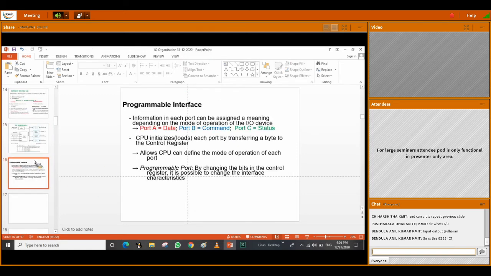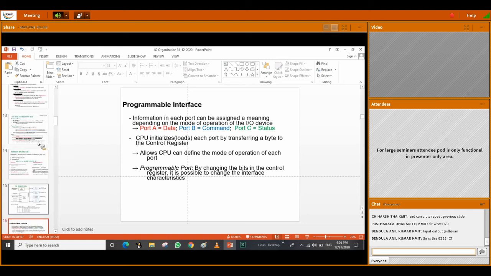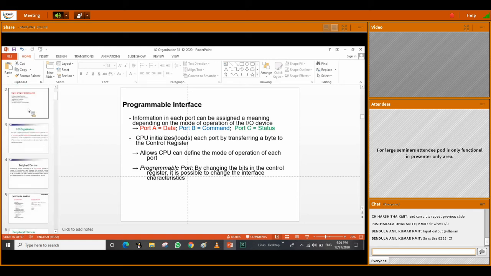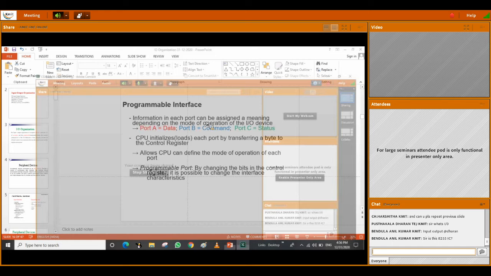Coming to the programmed interface, same as what we discussed here. Each port is assigned a meaning depending on the mode of operation of the IO device. Port A is data, port B is command, port C is status. The CPU, by transferring a byte to the control register, can define the mode of operation of each port.